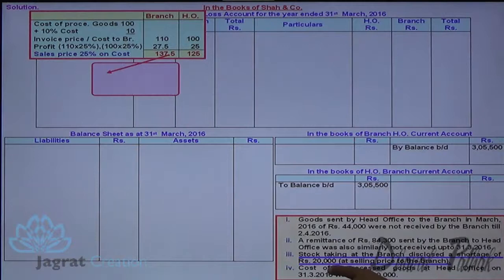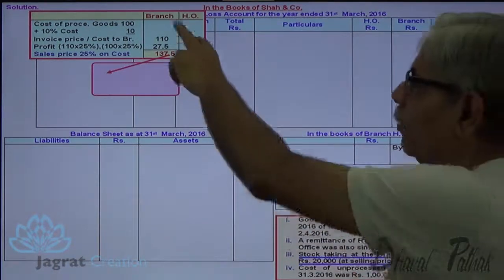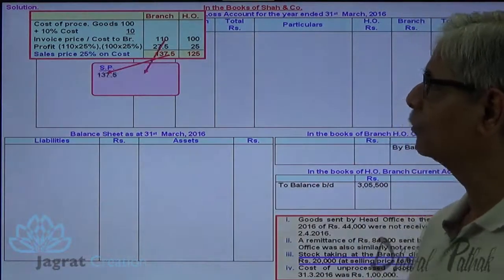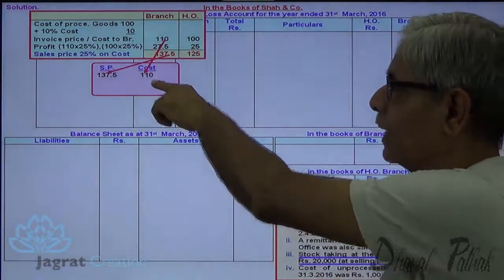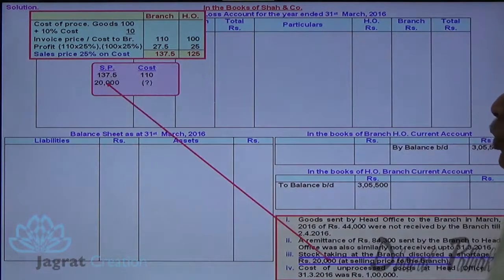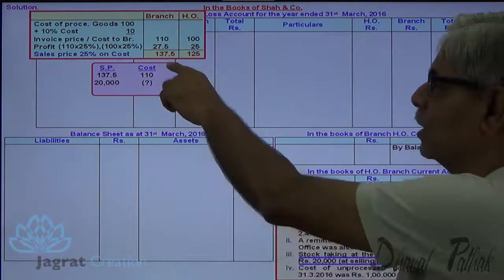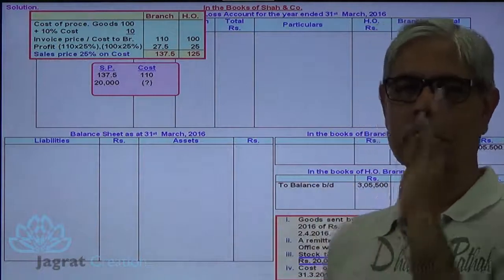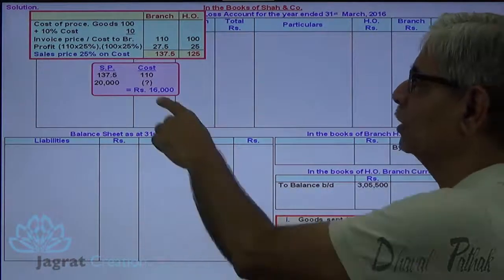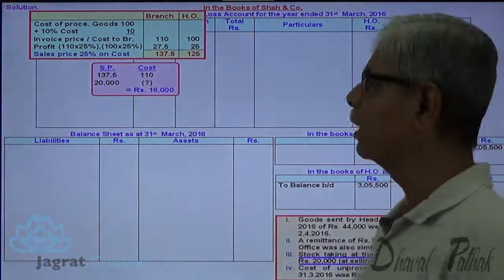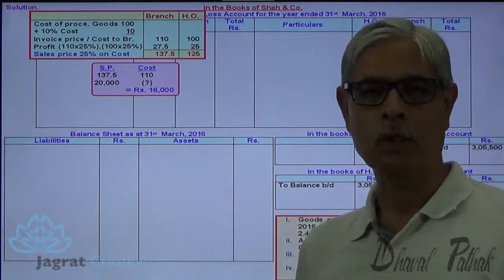Now, this 20,000 is the selling price to the branch. Now, for branch, 137.5 is the sales price. Then 110 is the cost price to the branch. How much for 20,000? So you can find out the cost of goods lost by shortage. So 20,000 into 110 divided by 137.5, this is the cost of goods lost.